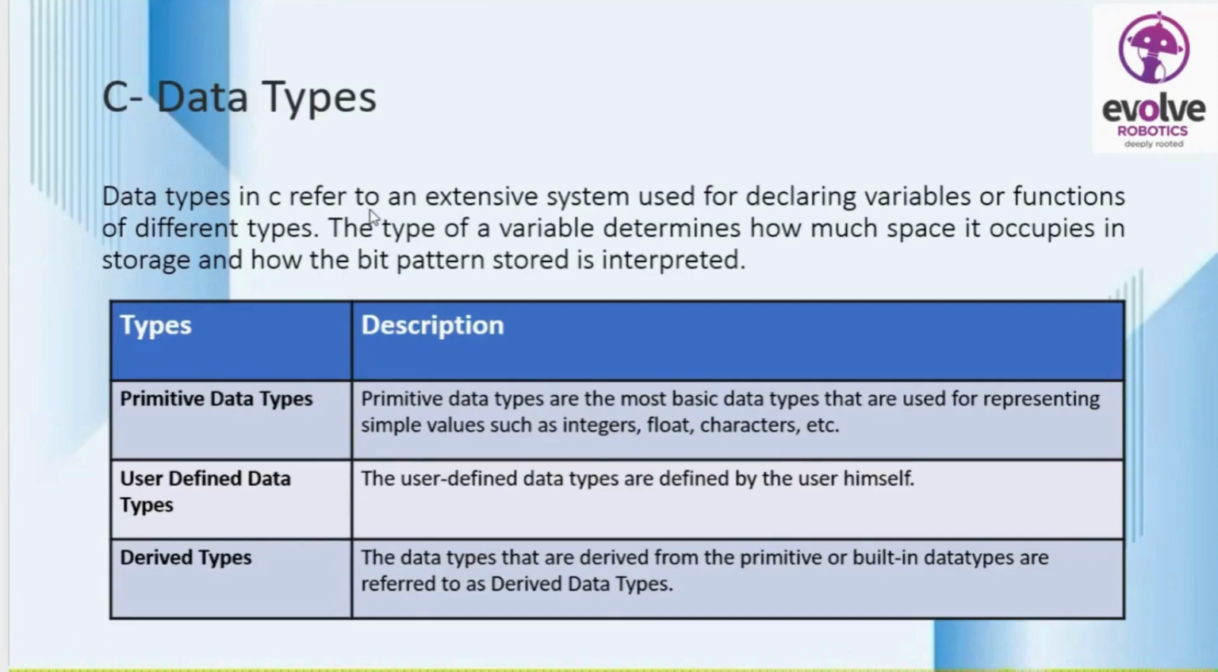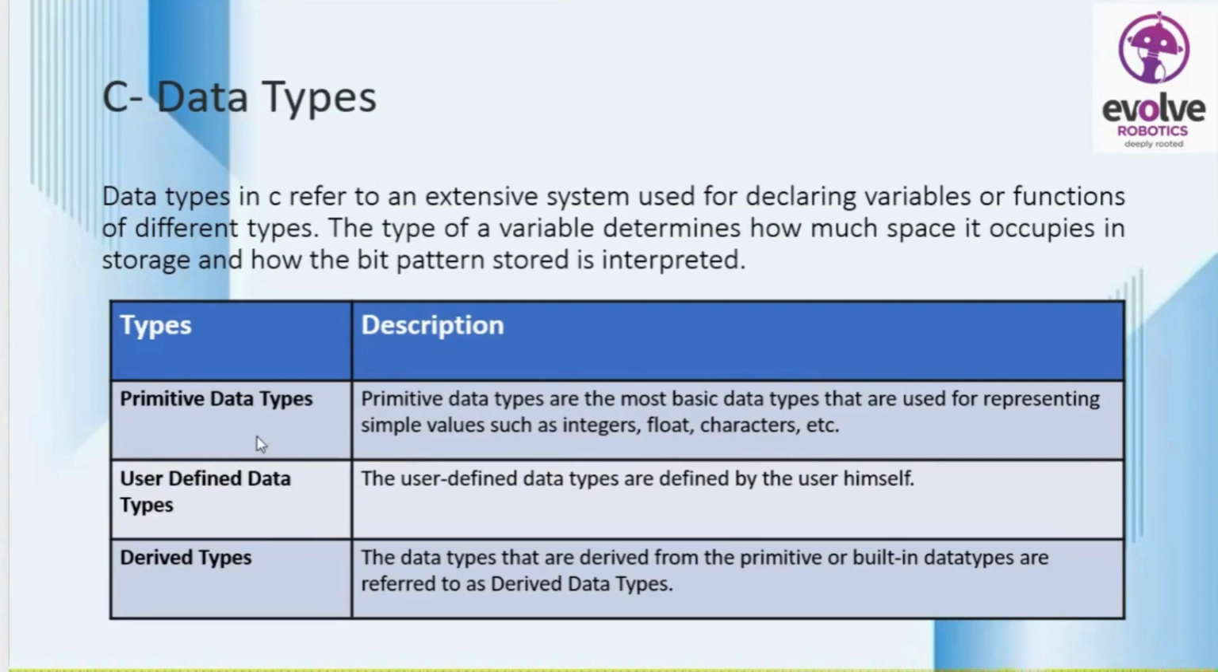So the data types in C refer to an extensive system used for declaring variables or functions of different types. The type of a variable determines how much space it occupies in storage and how the stored bit pattern is interpreted. Data types can be classified into three: primitive data type, user-defined data type, and derived data type.